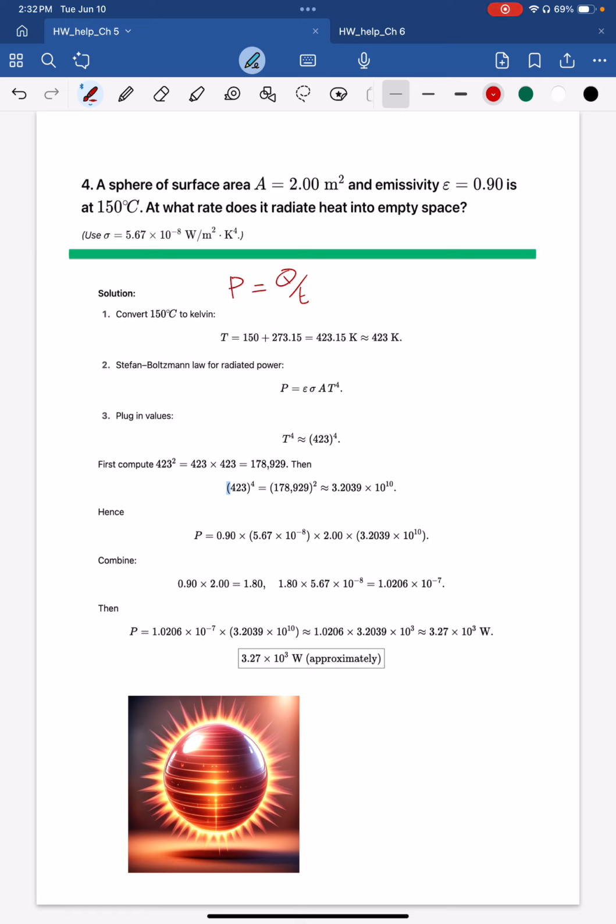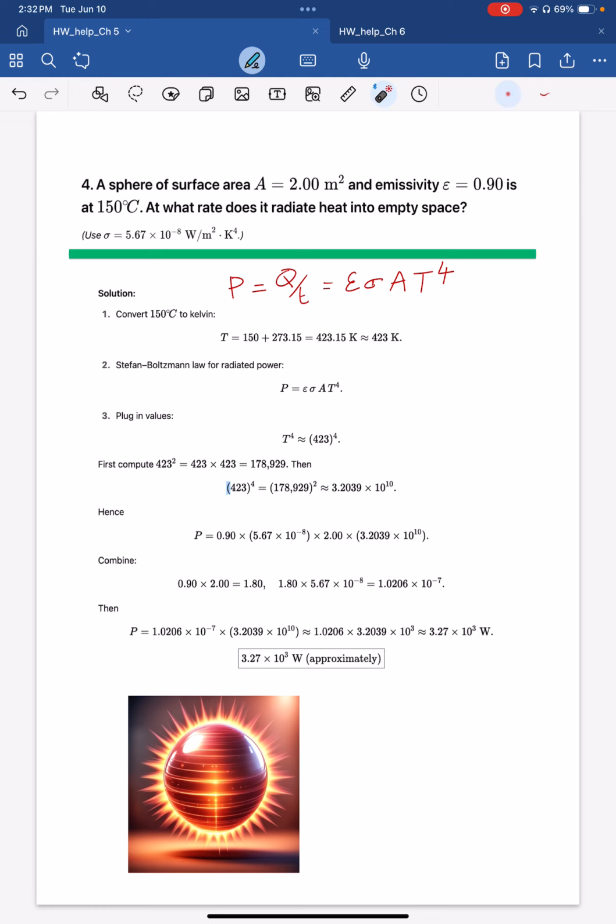So power is energy over time. Heat is a form of energy. So heat divided by time, quantity of heat divided by time is power. And the formula is you have the emissivity times a constant times the surface area multiplied by the fourth power of the temperature. But the temperature must be in Kelvin.